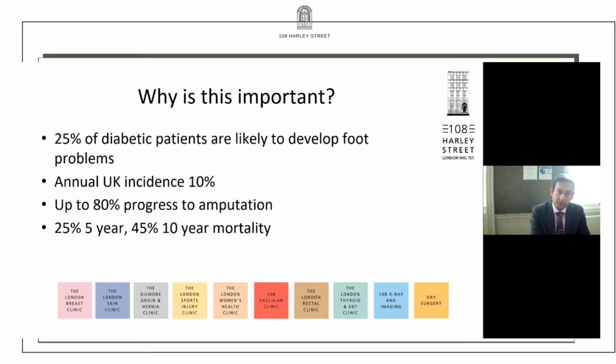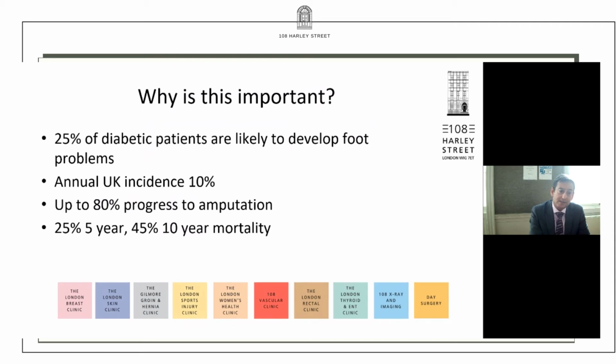Why is this important? I'm sure you can see the numbers on this slide, but up to 25% of diabetic patients will develop foot problems. There are over 100 million diabetic people across the world at this time. A significant majority of them are type 2 diabetic patients. The annual incidence of diabetic foot ulcers in the UK is close to about 10%, so a very significant number. And the significant part of this is that up to 80% of these patients can progress to a significant or a major amputation.